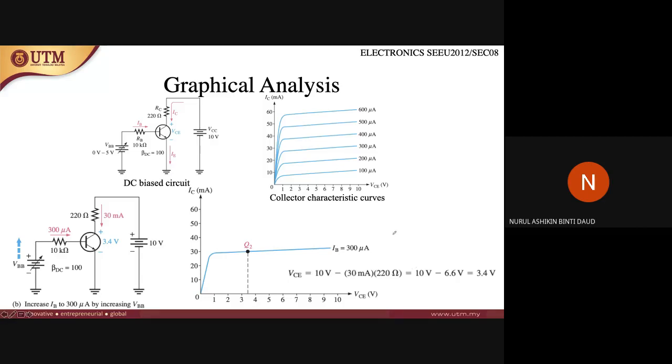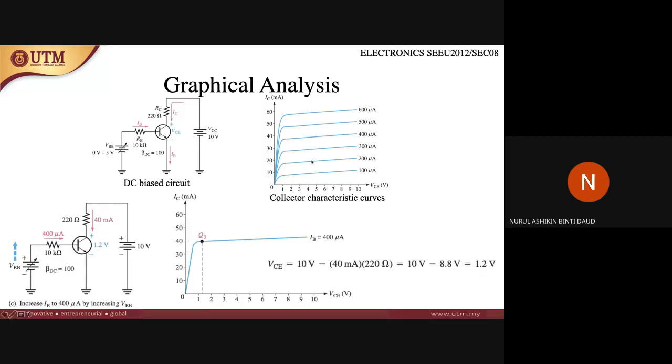Okay, so you will get the current of IC that flows here, which is 30 milliamps. So you will get the point for Q2, VCE here is 3.4 volts. So when the IB increases to 300, you will get another plot here, which is 3.4 volts. Just now is 5.6, right? Now you already have two plots, right?